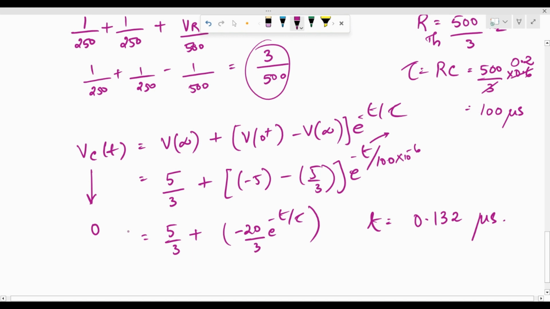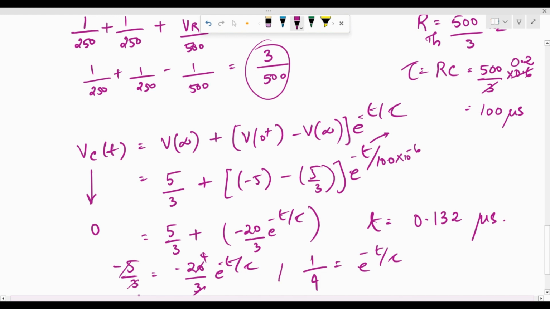I hope you'll be able to solve this. You just have to take this on the other side. Minus 5 by 3 is minus 20 by 3 e power minus t by tau. The 3 goes, this is 4. So 1 by 4 is equal to e power minus t by tau. Here if we take natural log on both sides, we will get the ln of 1 by 4, that value should be equal to t by tau.